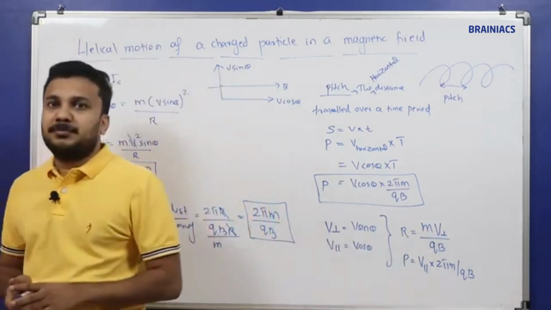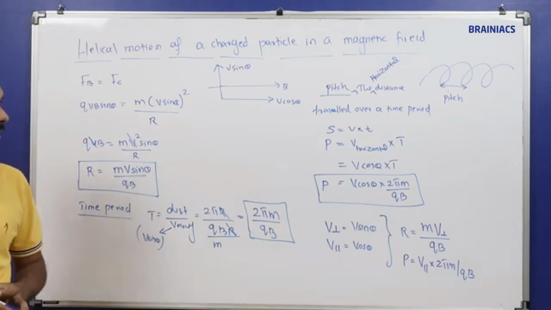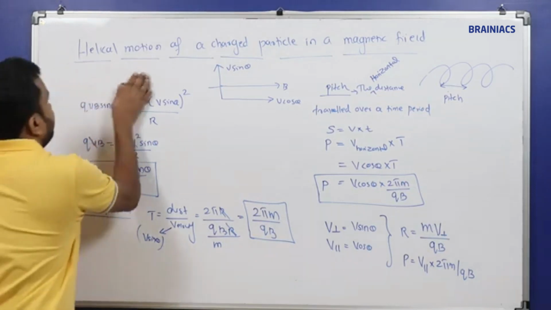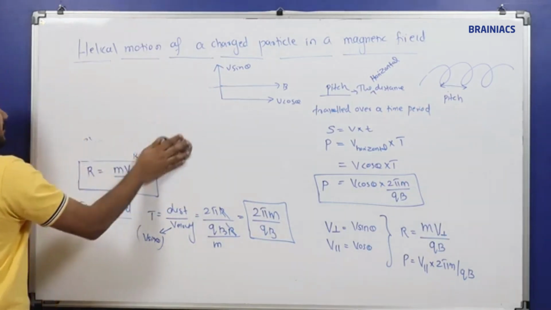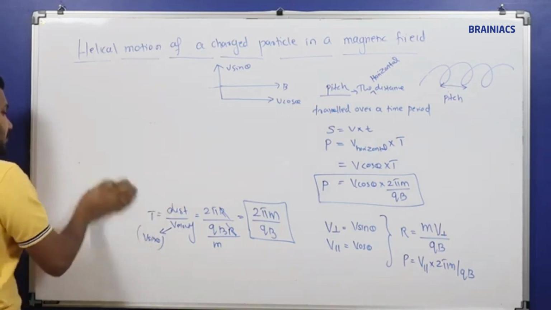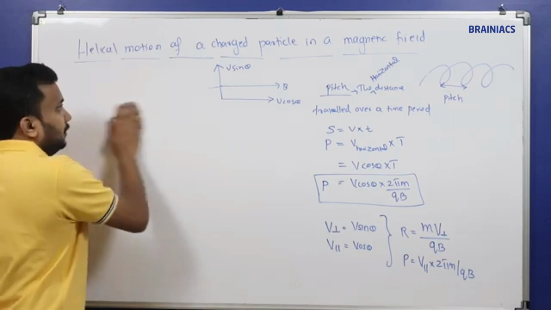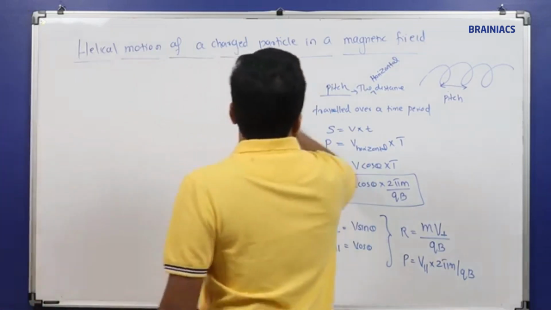R equal to m v perpendicular divided by qB. Hope you understood what these three parameters mean. Okay, we'll see a few questions related to these concepts, a few problems, then we'll go forward after doing the problems.